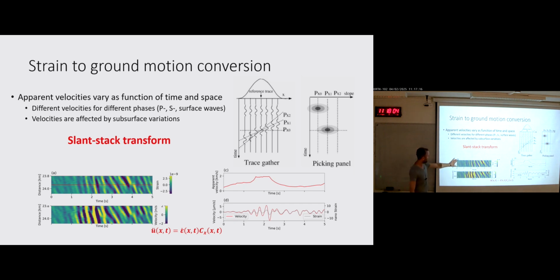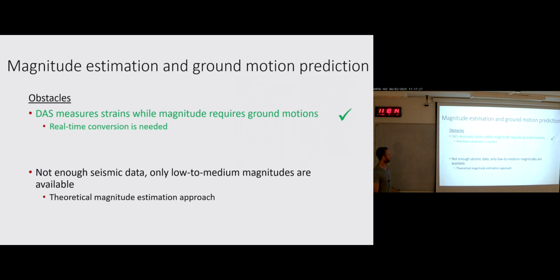We do see that this image is slightly different than this one in terms of color code. But the conversion is much more reliable when we take into consideration the different velocities of the different phases. So this is the first obstacle. We have a way of converting strains to ground motions in real time.